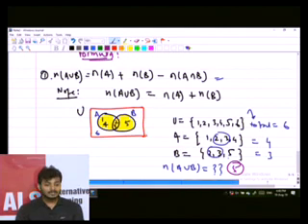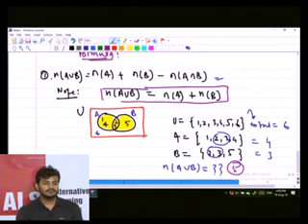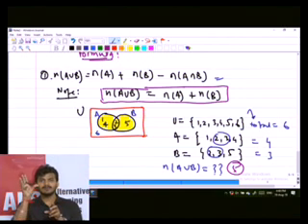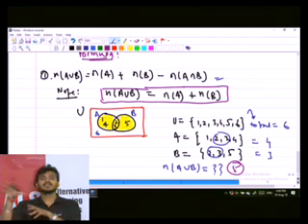But this is not true. You see, this is not true here. If you are going to add them directly, that will be an incorrect answer. You cannot add NA plus NB to get N of A union B.